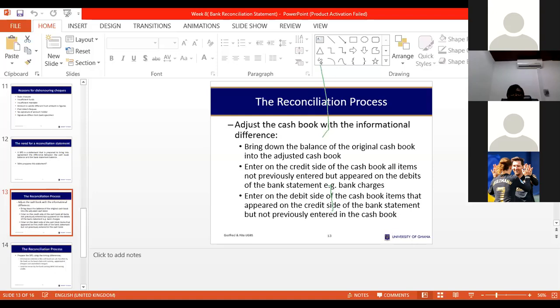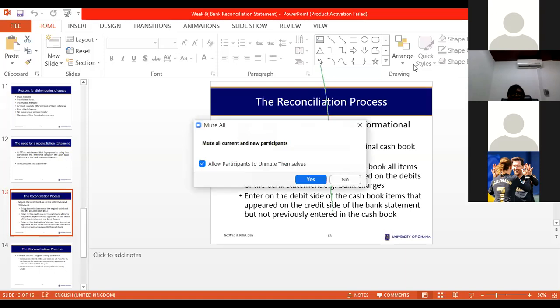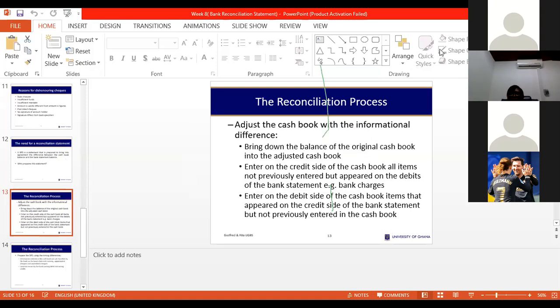Who is disturbing the class? Okay, so the accountant of your business, an account officer or anybody, should prepare it. So how do we prepare that?